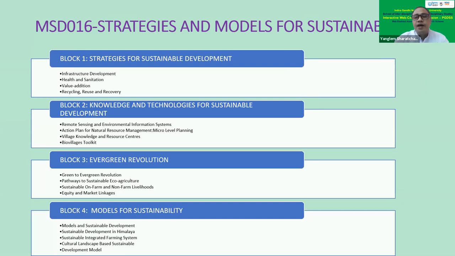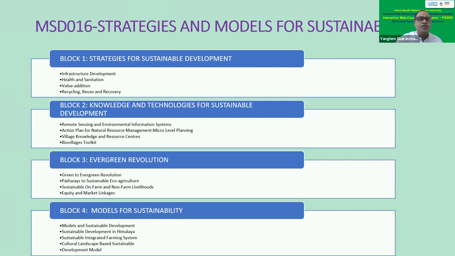So after having a quick understanding of all the dimensions of sustainable development, let us have a quick look at what the strategies and models are in course number 16. Then it will be followed by some of the global challenges of sustainable development. This is about the skeleton of our course, Postgraduate Diploma in Sustainability Science. When we look into the strategies and models for sustainability from the point of basic principle and concept, as per our open distance learning pedagogy, we have divided those important concepts into four blocks.